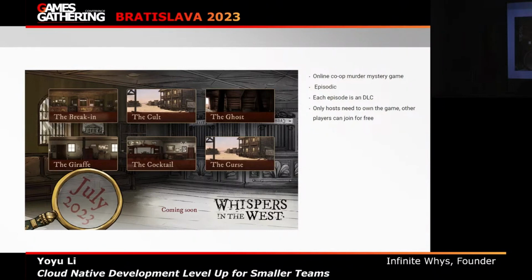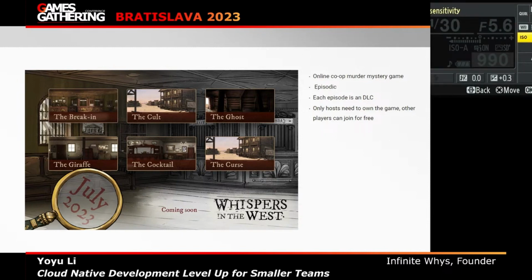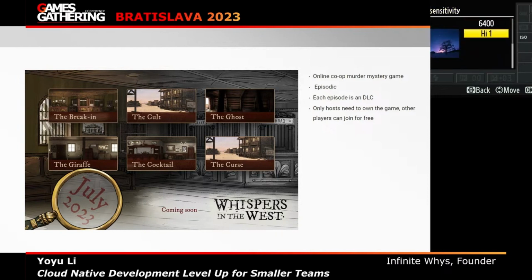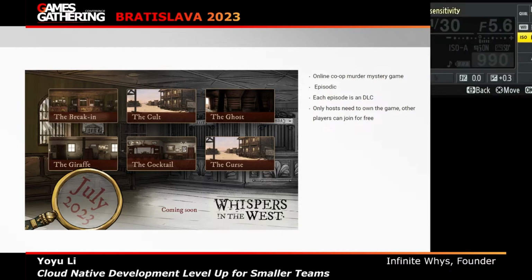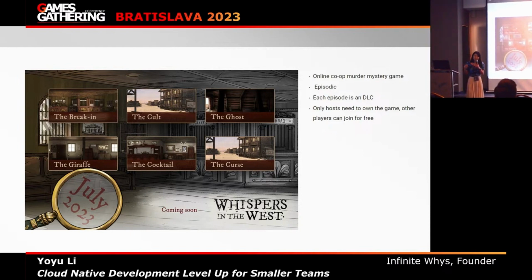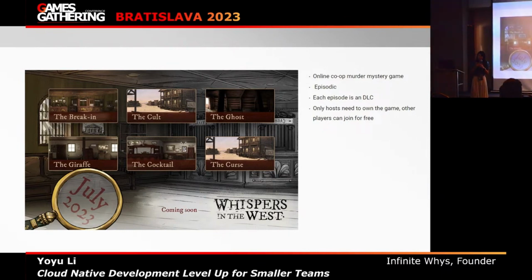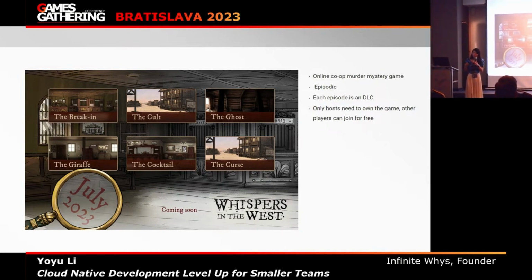This talk is not about my game, but I think it's probably better if I give you a little bit of context about what this game is about and what the challenges were, so you can understand why we were doing what we were doing. So Whispers in the West is an online co-op murder mystery game. The first thing you need to know is it's episodic. Each murder case is about an hour long, and the players are relatively independent of each other. So players can choose one of those cases to start with.